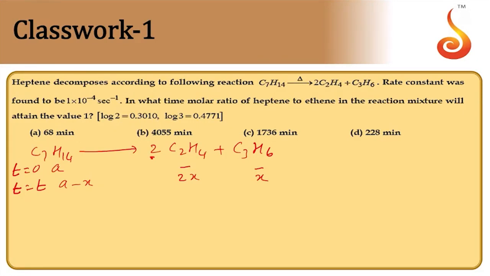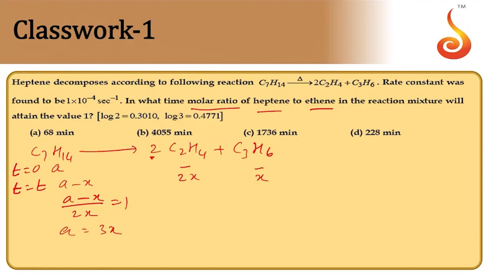Now we need to find the time when the molar ratio of heptene to ethene is 1. The molar ratio of heptene to ethene means (A minus x) by 2x. This value must be equal to 1. This implies A is equal to 3x.